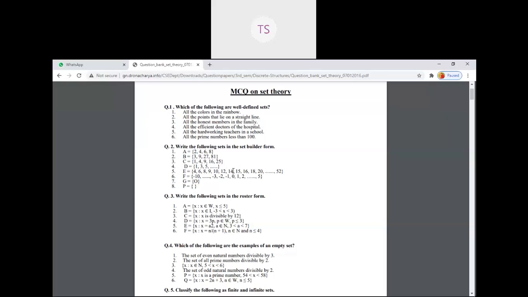6, yes. 7, 8, 9, 10. No, no. See, these three numbers 1, 3, 5 are odd numbers. So clearly it is the set of odd numbers. So next will be 7, then 9, then 11. Are you clear?